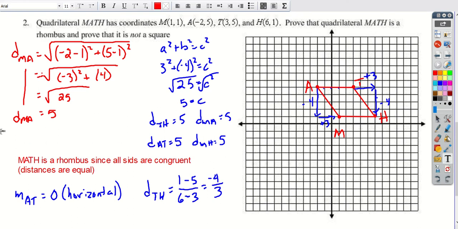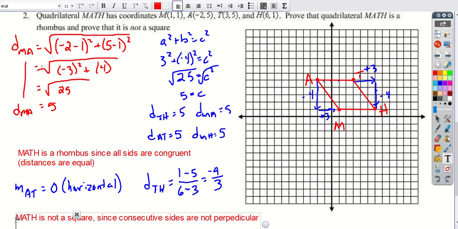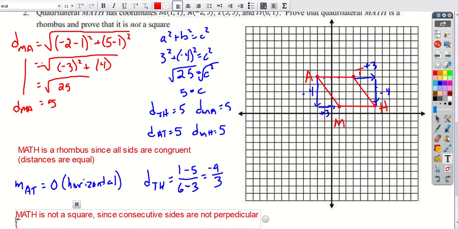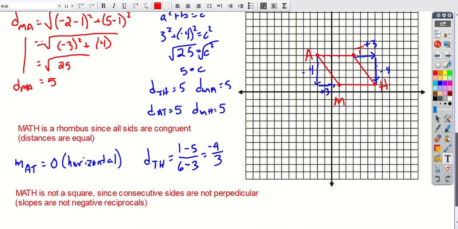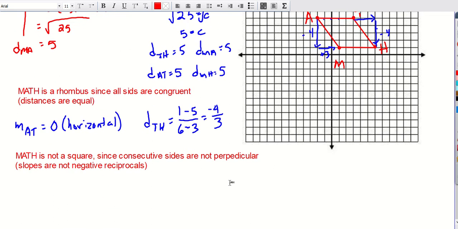So now we're going to say MATH is not a square since consecutive sides are not perpendicular. And the reason for that is that the slopes are not negative reciprocals. If you want to say opposite reciprocals instead of negative reciprocals, feel free. And that is it, guys.